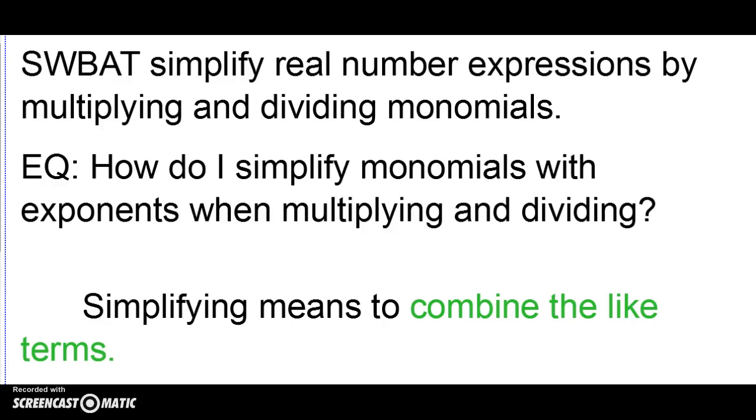Hello, today is from page 97 in your textbook, and the objective is: student will be able to simplify real number expressions by multiplying and dividing monomials. And your essential question is, how do I simplify monomials with exponents when multiplying and dividing?